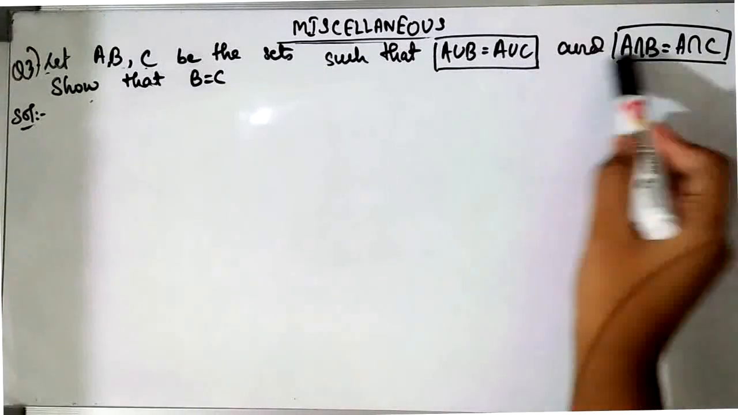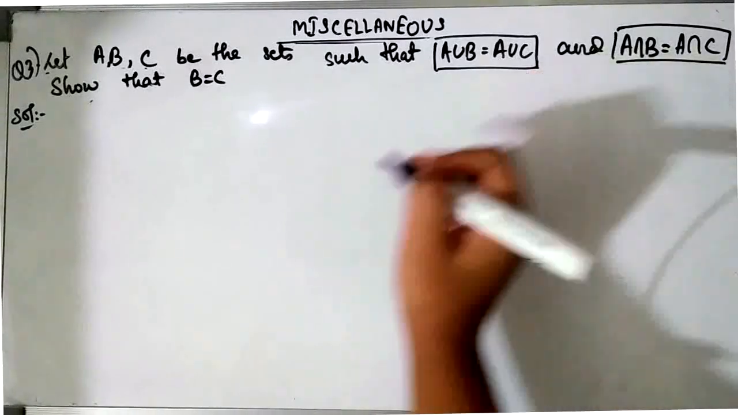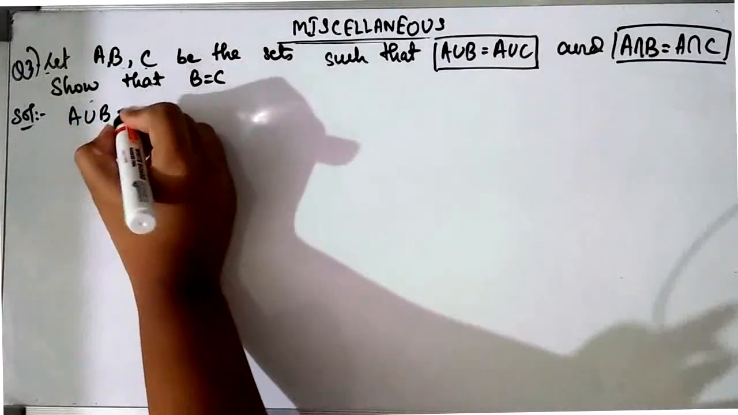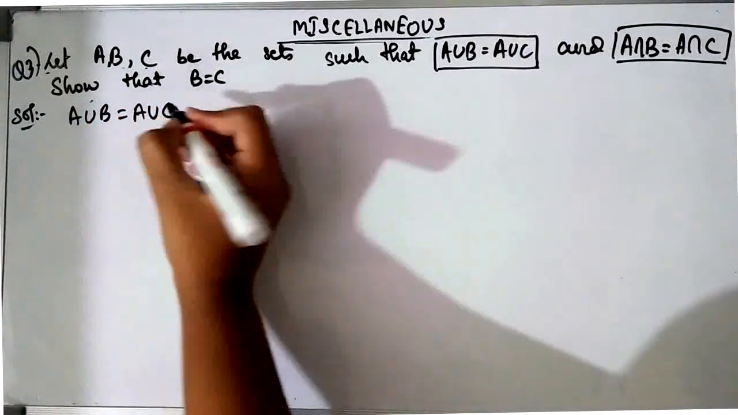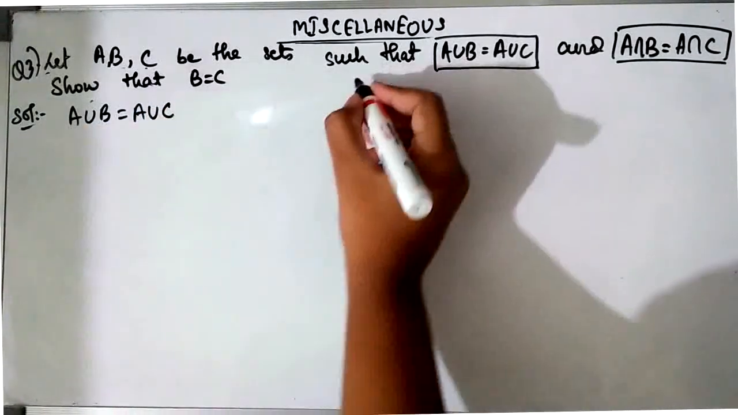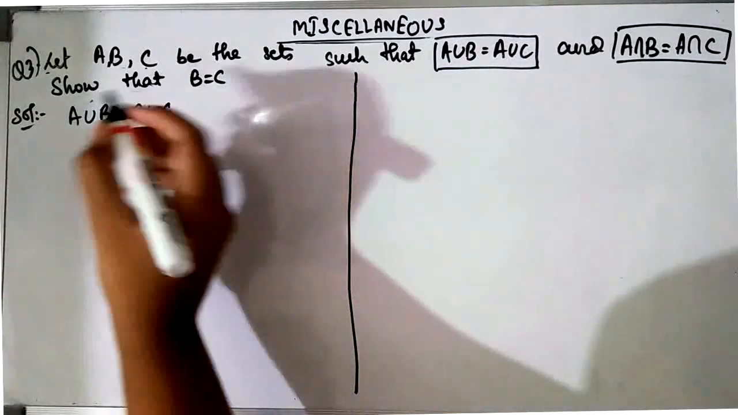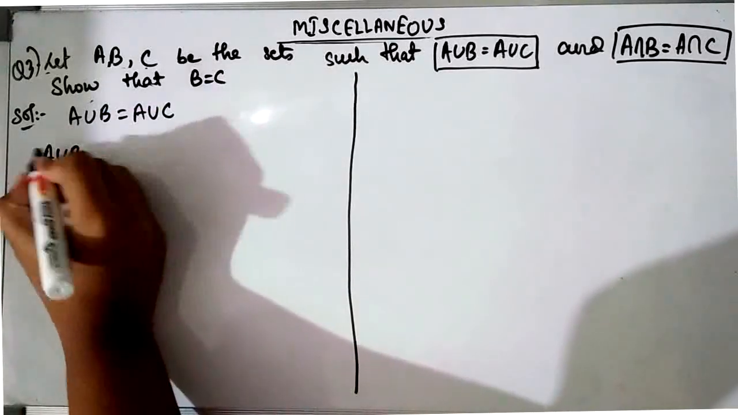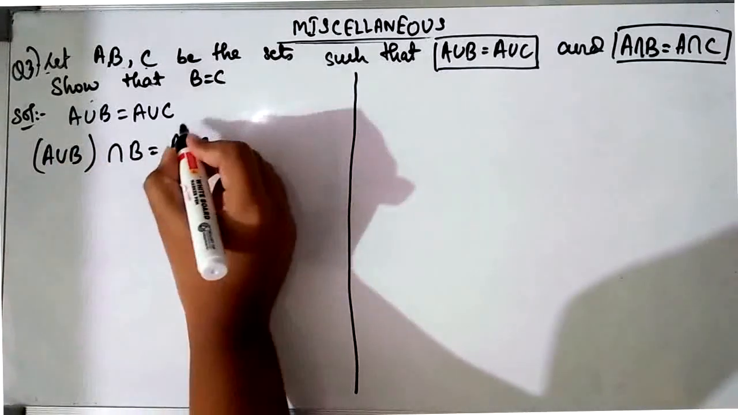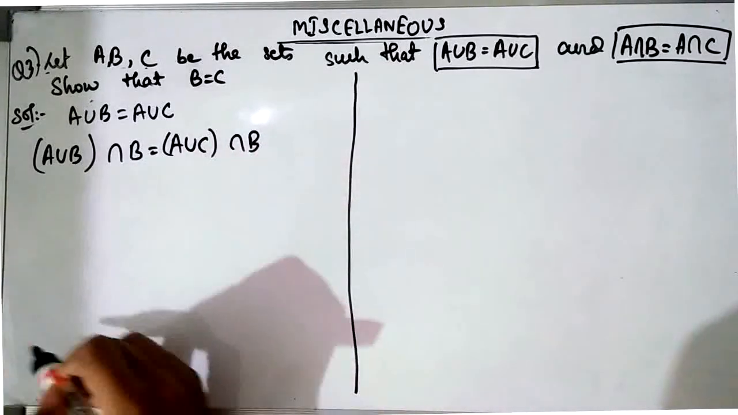So let's start. Now we will take these two and we will prove that set B is equal to set C. So first we will take this one, that is A union B is equal to A union C. Now we have taken A union B is equal to A union C. Now we will do intersection B on both the sides. That is, we will do A union B intersection B is equal to A union C intersection B. Now we will take intersection B on both the sides.